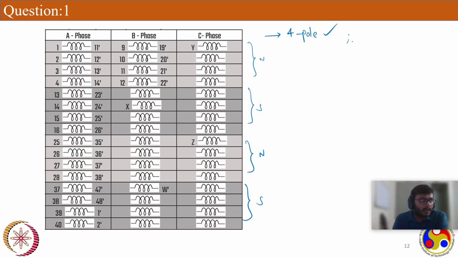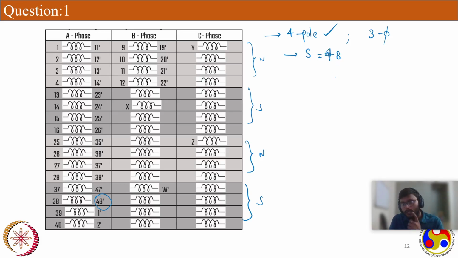Can anyone tell me the number of phases? Yeah, 3. It's a three phase machine. And how many slots are there? Slots are nothing but the 48, the maximum number, exactly. So here we can see 48 is the maximum number. From that we have to calculate that the total number of slots is 48. So it's a double layer winding.